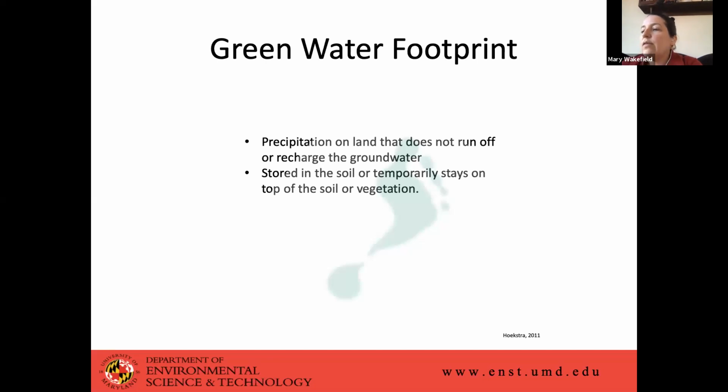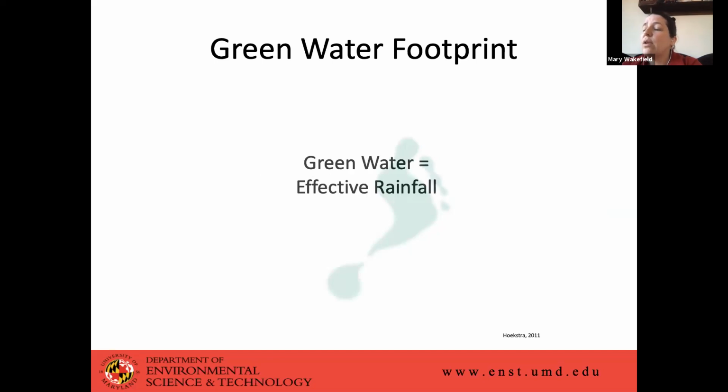So green water is your precipitation on land that does not run off or recharge the groundwater, and then it's stored in the soil or temporarily stays on top of the soil or vegetation. Basically, for our purposes, we can say that green water is effective rainfall. Now, we want to talk about the difference between just rainfall and effective rainfall, in that you can have not enough water coming out of the sky to be effective, or you can have too much, which means that you get overland flow and it doesn't help with your crop growth at all.